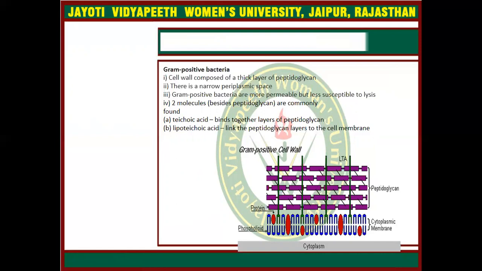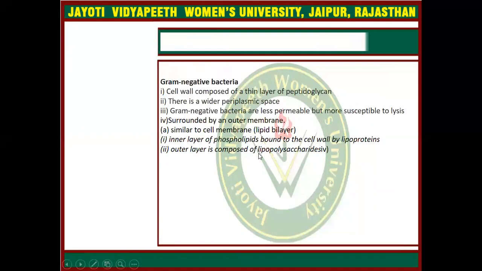They are also found in the gram-positive bacteria. The first one is teichoic acid, and the second one is lipoteichoic acid. This is the phospholipid here. These are the proteins, and this is the peptidoglycan layer. That is the structure of the gram-positive bacteria.